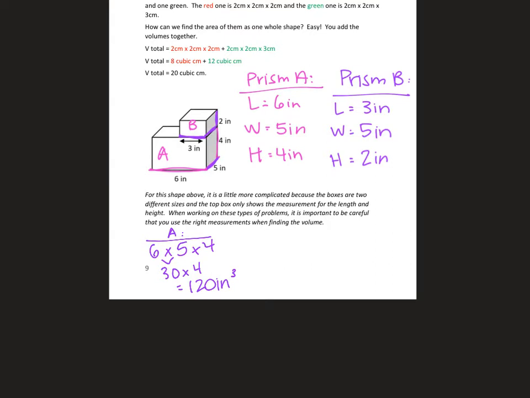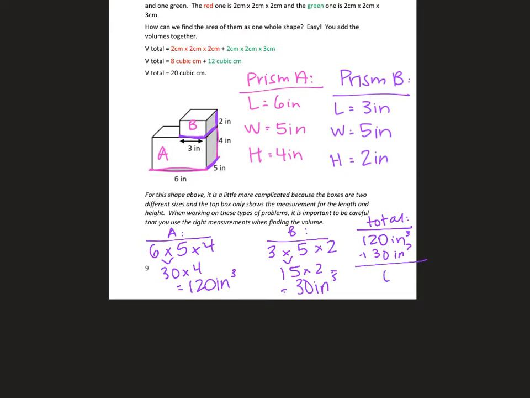Then I had prism B, and that would be 3 inches times 5 inches times 2 inches. This is going to give me 15 times 2, which is 30 cubic inches, right? Then I would go ahead and add them up together, the total. And I would say, okay, 120 cubic inches plus 30 cubic inches. And when I add that together, I get a total of 150 cubic inches. Okay, so you should remember that from when we did it in class.